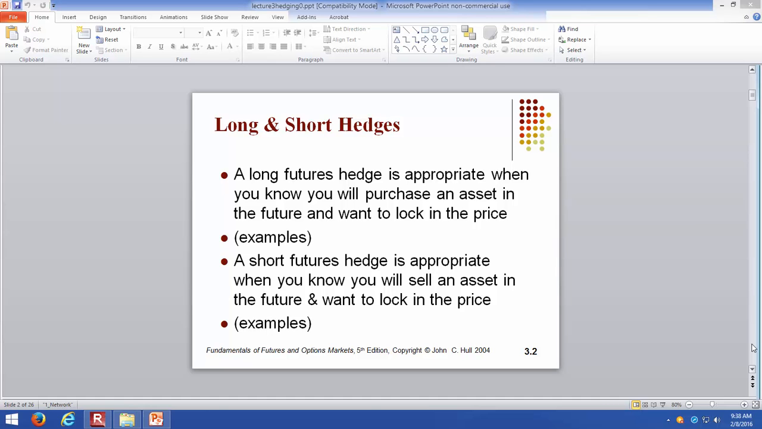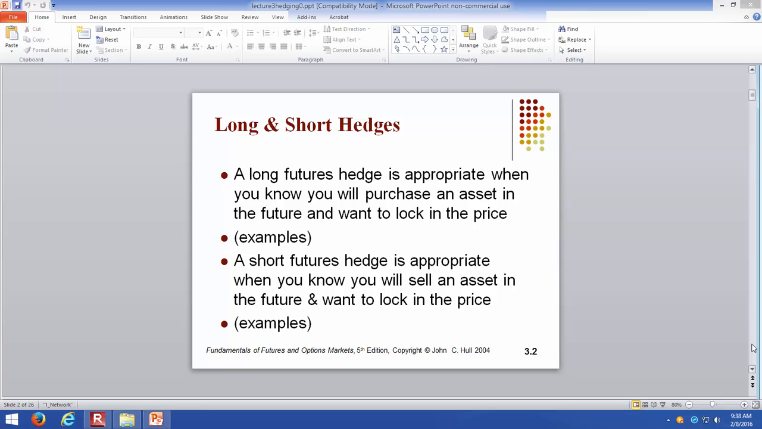Now, what is the second example? The second one is a short futures hedge. A short futures hedge is appropriate when you know you will sell an asset in the future and want to lock in the price. So here we are talking about somebody who either owns the asset or expects to own the asset independent of the futures contract.